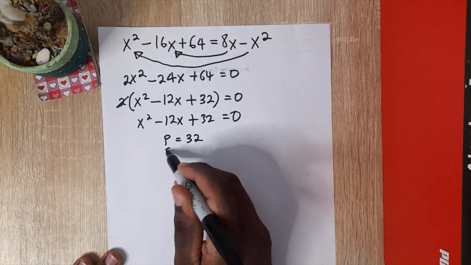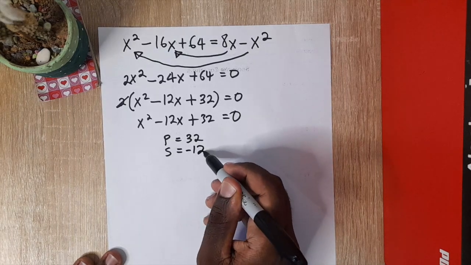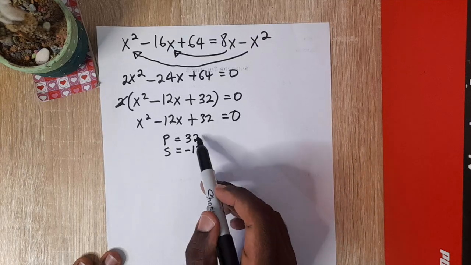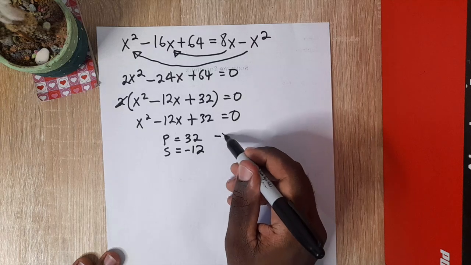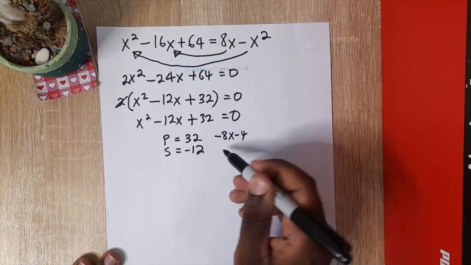So now we look at what is the product, which is just 32, and what is the sum, and that is just the coefficient in the middle. So two numbers that you can multiply to get 32 are -8 and -4.